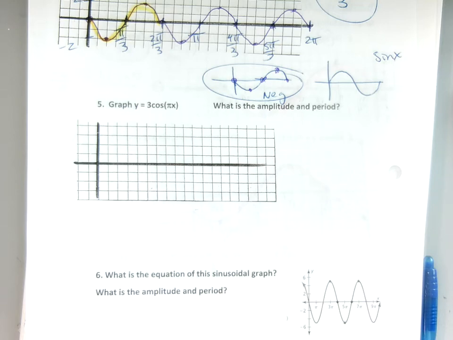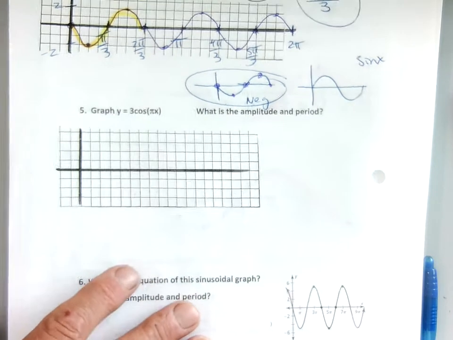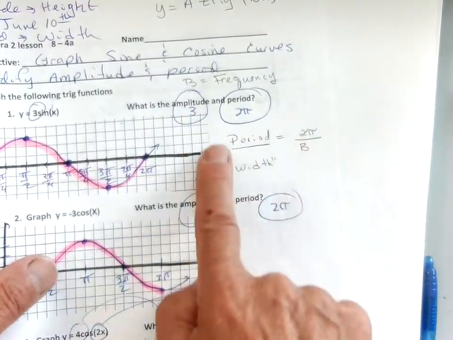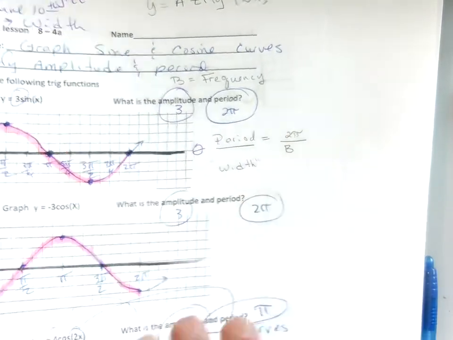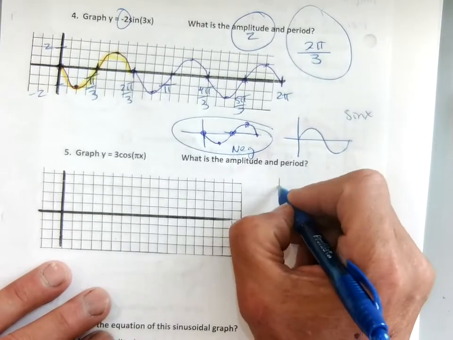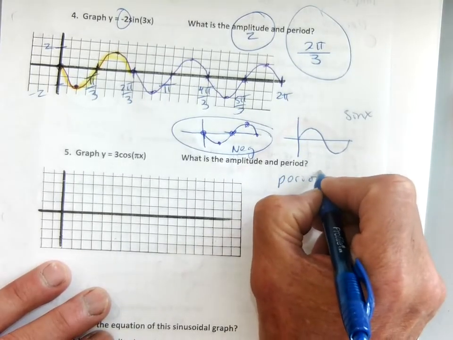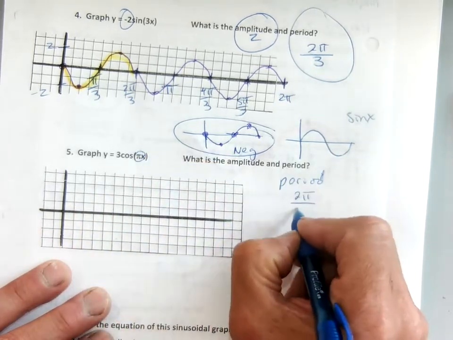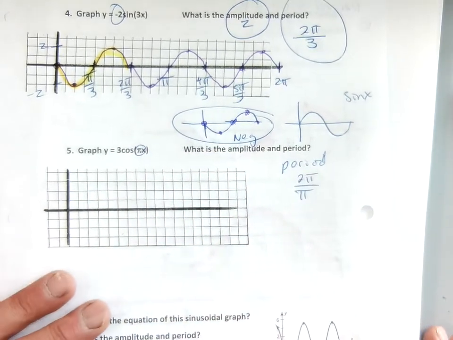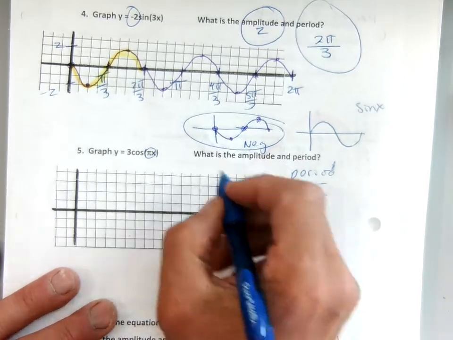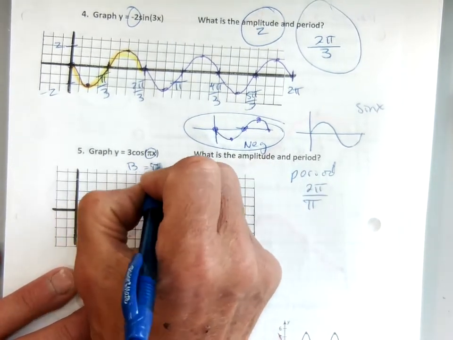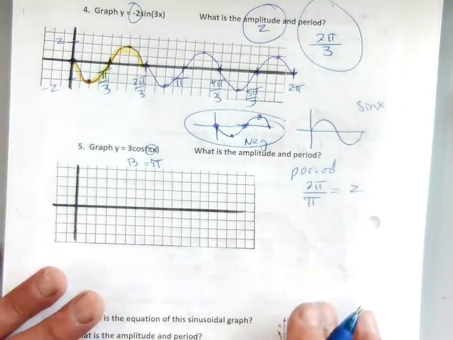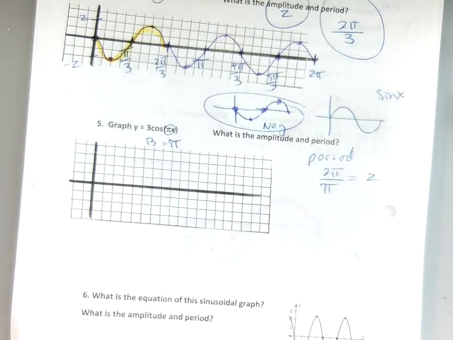So if I take my formula for the period, okay? My period is equal to 2 pi divided by b. So my period of this one is going to be 2 pi divided by pi, because b is equal to pi, right? And that just becomes 2. What this means is that every 2 seconds, you with me? Every 2 seconds, it repeats.